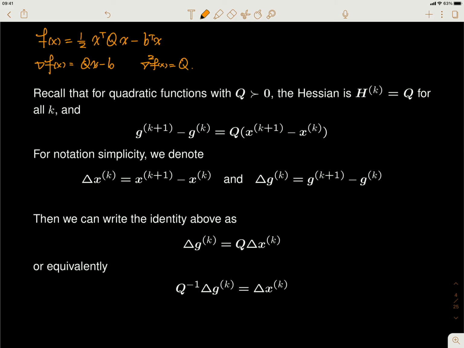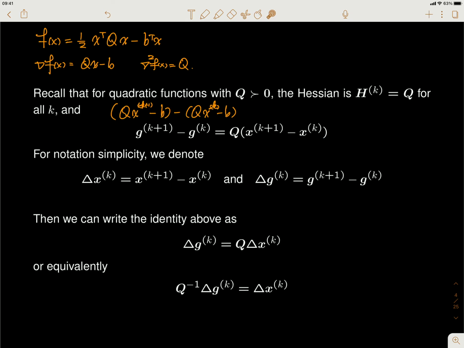For this quadratic function, if you subtract the gradient gk from gk plus 1, this is the gradient of f at xk plus 1 minus the gradient of f at xk. Then this is essentially Qxk plus 1 minus b, minus gk, which is Qxk minus b. So you cancel the b and you have just this.